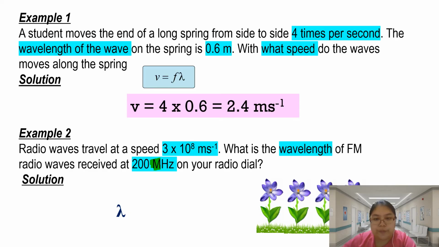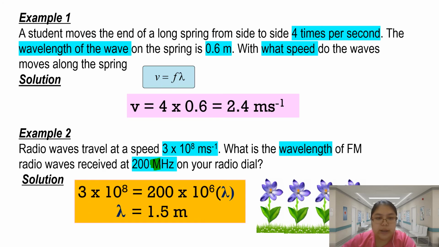Now they want to find the lambda. So v equals f lambda, so you take v over f. v is 3 times 10 to the power of 8, divided by 200 times 10 to the power of 6. This one is the frequency in megahertz. Then we find the lambda, which is 1.5 meter.